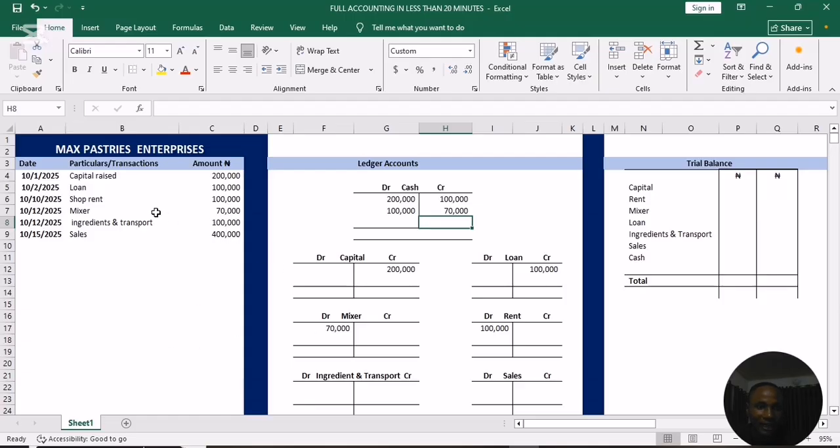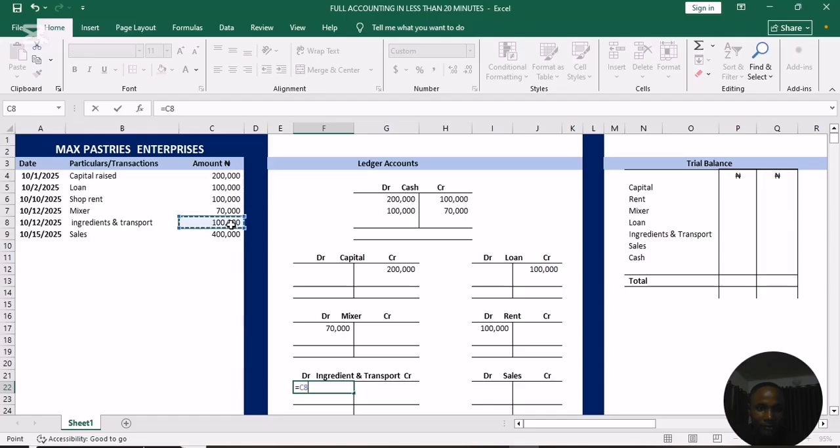So next we have an expense for ingredients and transportation, about 100,000. This is an expense. Like we earlier knew, expenses on transport are supposed to take out cash, so we're going to have it debited in the ledger account. Right here we pull it here, our equal to, then we hit our amount.